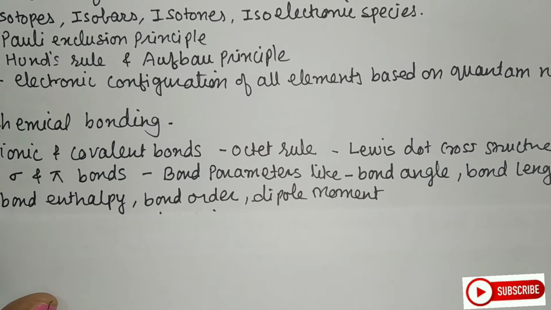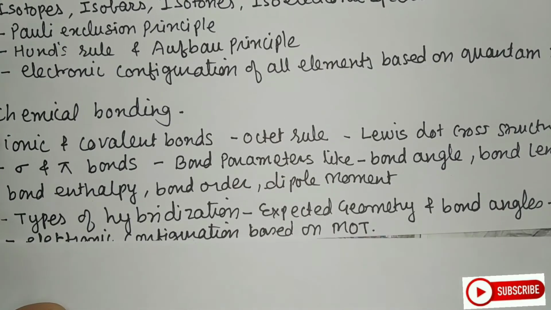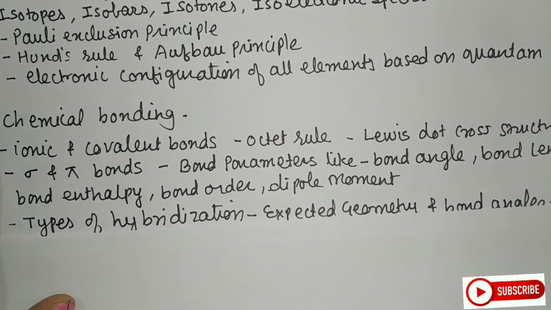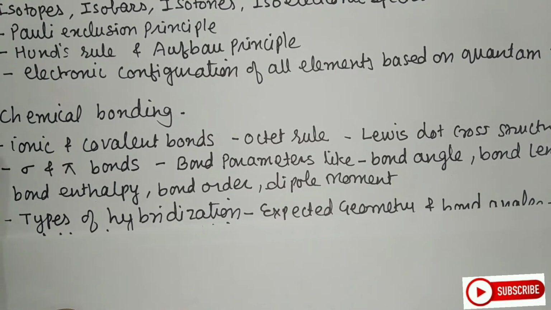The very important thing you must know from chemical bonding is the type of hybridization. So what particular type of hybridization a particular atom will exhibit in the given molecule, like sp, sp2, sp3, sp3d, sp3d2 and so on.